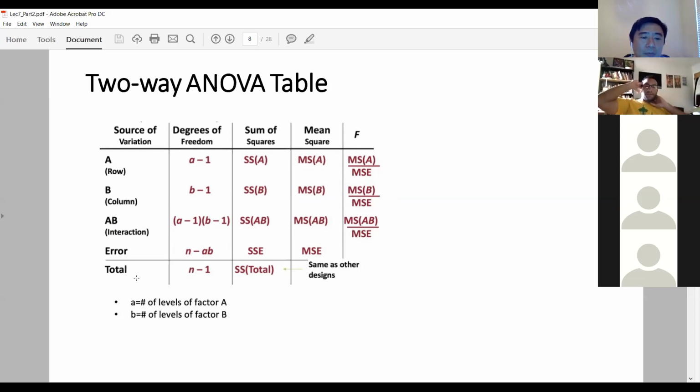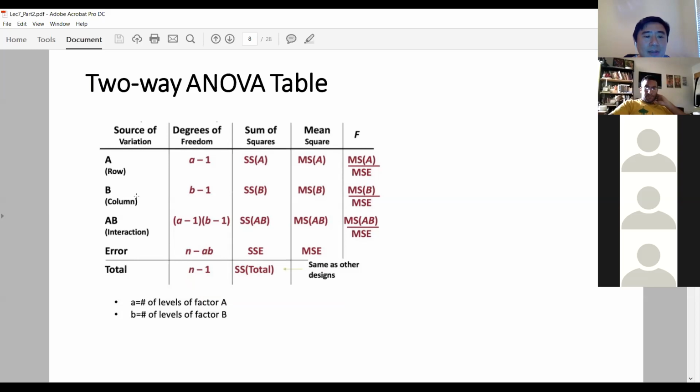The total number of degrees of freedom is n-1. It's the same as in one-way ANOVA, because if you have a mean and you specify n-1 terms, you automatically specify the last term. The value is automatically determined. The error term will have a degree of freedom equal to n-a times b.